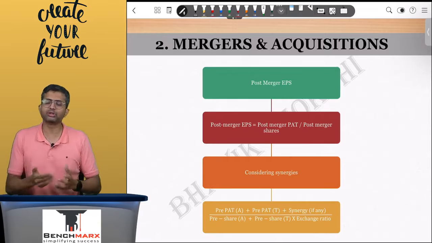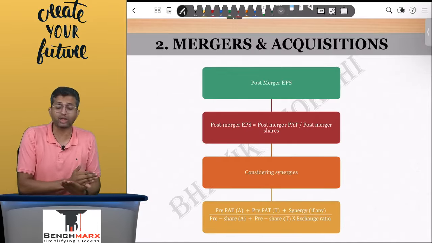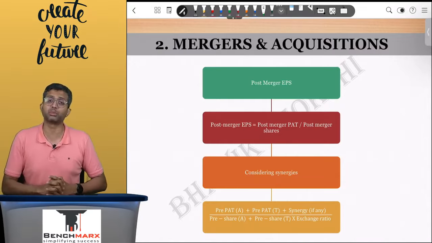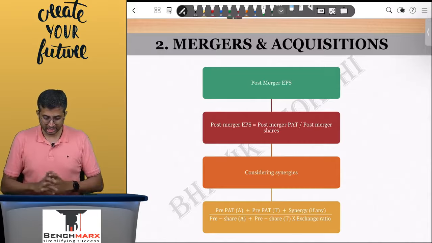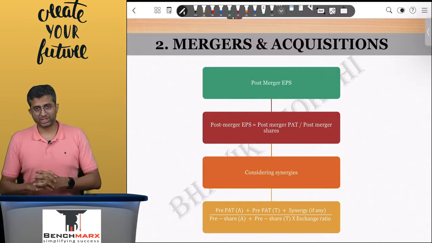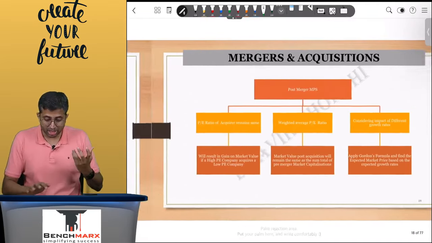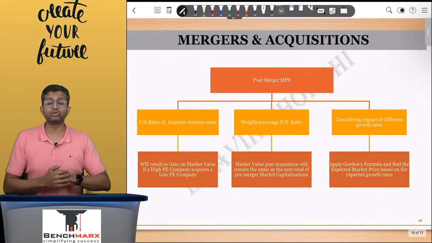However, what if there are synergies? Then apart from the pre-merger PAT of the acquirer plus the pre-merger PAT of the target, you will also take the synergies in the numerator and then divide it by the post-merger number of shares. That will give you the post-merger EPS. Usually this post-merger EPS is used to calculate the post-merger market price, as EPS into the PE ratio will give you the post-merger market price.